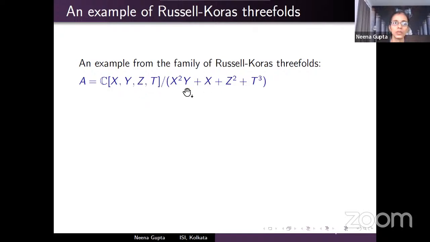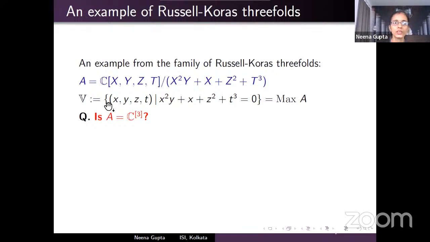And one of these examples was this ring A. So this ring A, again, is a linear polynomial in Y. Suppose V is the affine variety defined by A. So the question is whether this ring A is a polynomial ring in 3 variables. This was an open problem for some time.